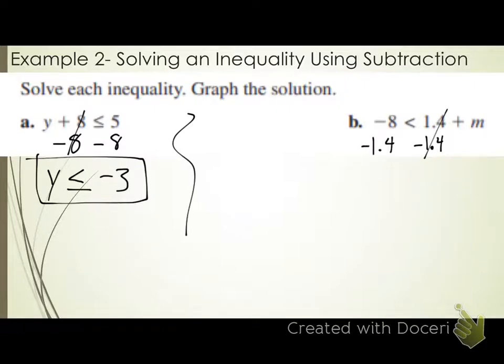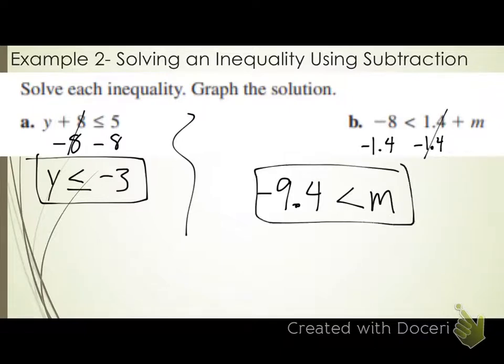-8 minus 1.4 gives me -9.4. -9.4 is less than m. Is m now by itself? Yes. There's my answer. Be careful on this one as well. Which way would I be shading in this case? I'd be shading to the right of -9.4 because it's saying m is greater than -9.4. Always read it from the variable standpoint. Okay? Questions on example 2?